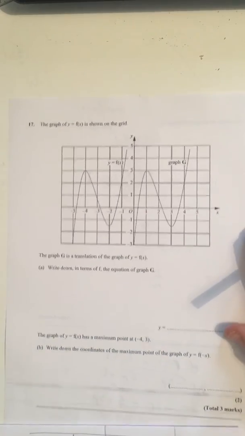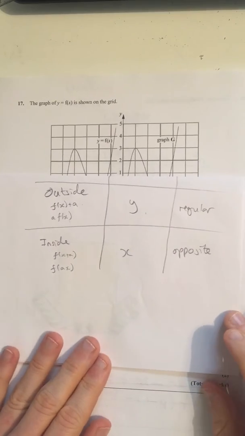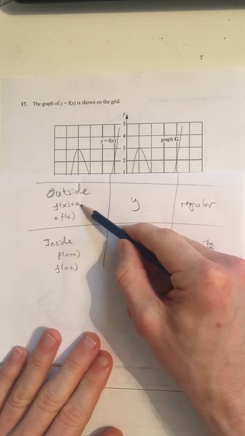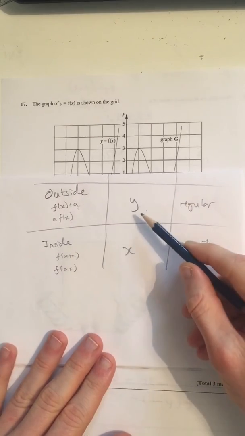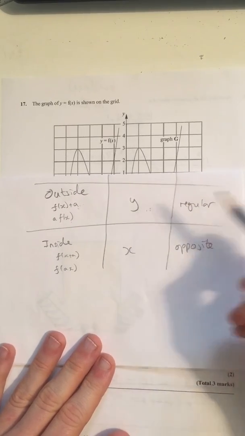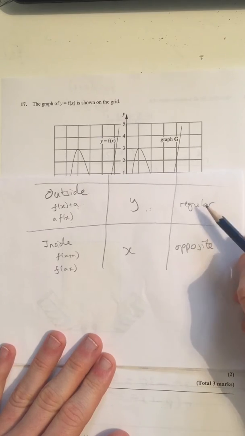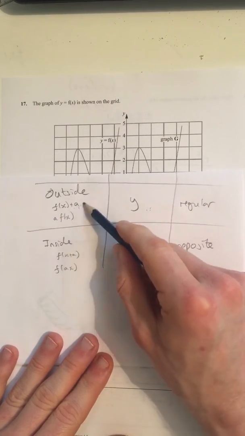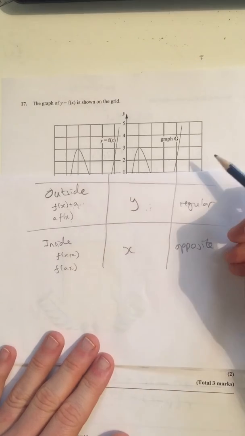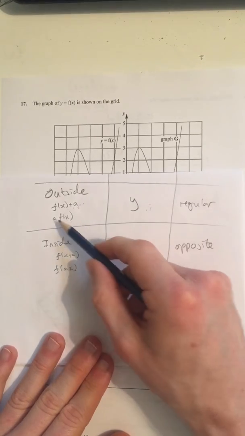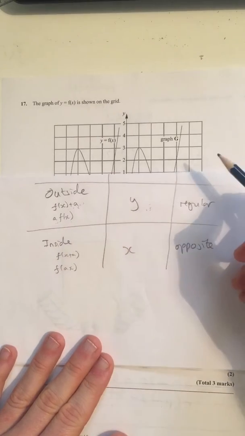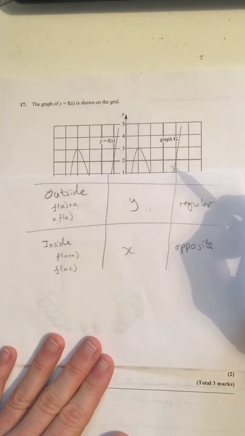This is a transformations of graphs question, so we need to remember the rule that we've learnt. If the change is outside the brackets, so if it looks like this or this, then it affects the y coordinate only, and you do what it regularly tells you to do. So if it says f of x plus a, then you add a, whatever it is, to the y coordinates. If it says a times f of x, like this, then you multiply the y coordinates by a.